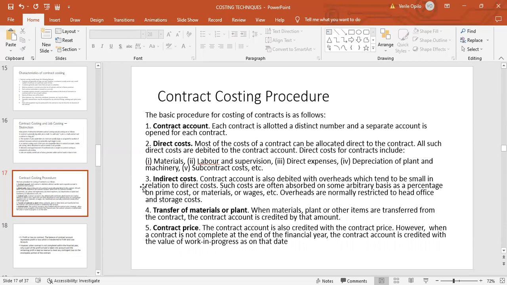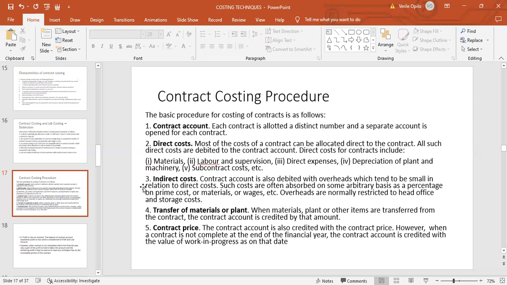So we will be looking at how organizations accumulate these costs. Like job costing, like batch costing, at the end of the day, when we are costing, we want to know in total how much is the material cost? How much is the labor cost? How much is the other expenses, what we call the overheads?